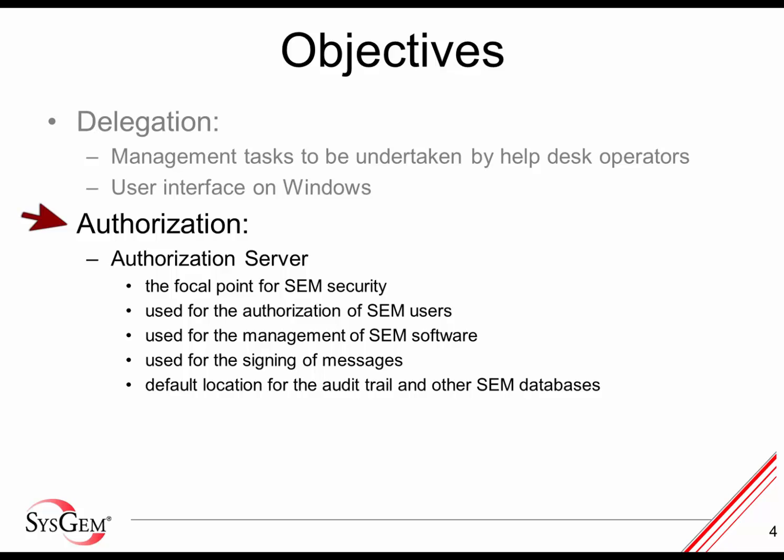Authorization. In the SAM architecture, we created a central software component that we call the SAM Authorization Server, which is the focal point for SAM security. It is used for the authorization of SAM users and for the management of SAM software. It is also used for the signing of messages before transmission to SAM software on remote managed servers, and it is the default location for the audit trail and other SAM databases.